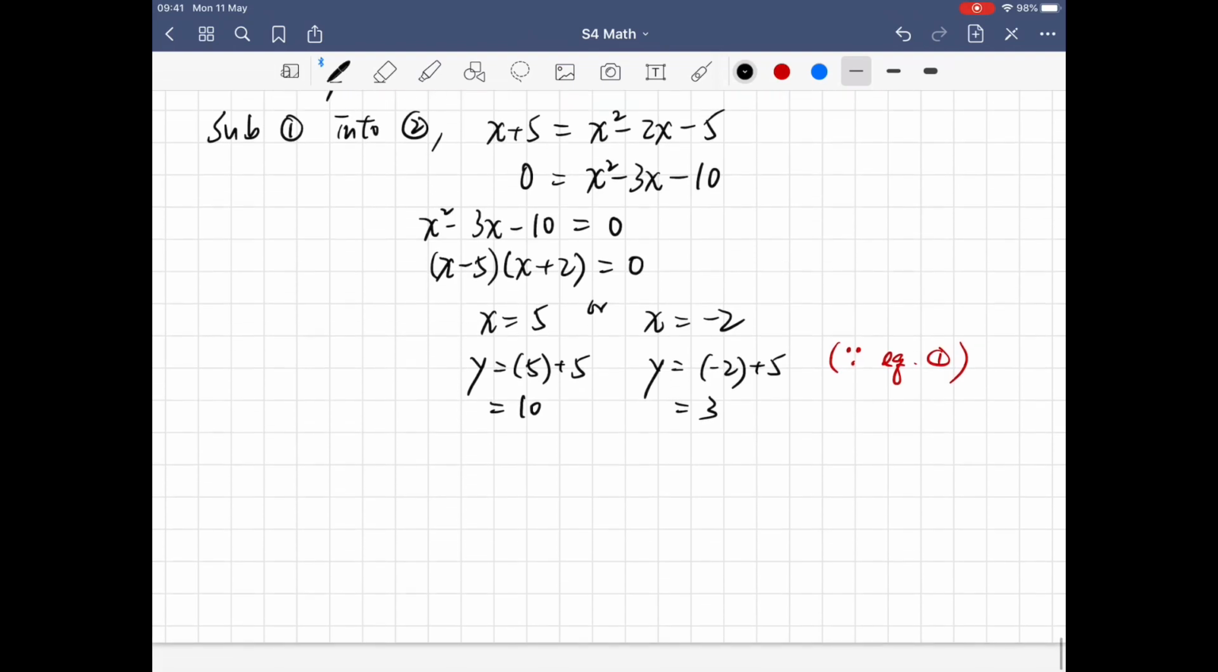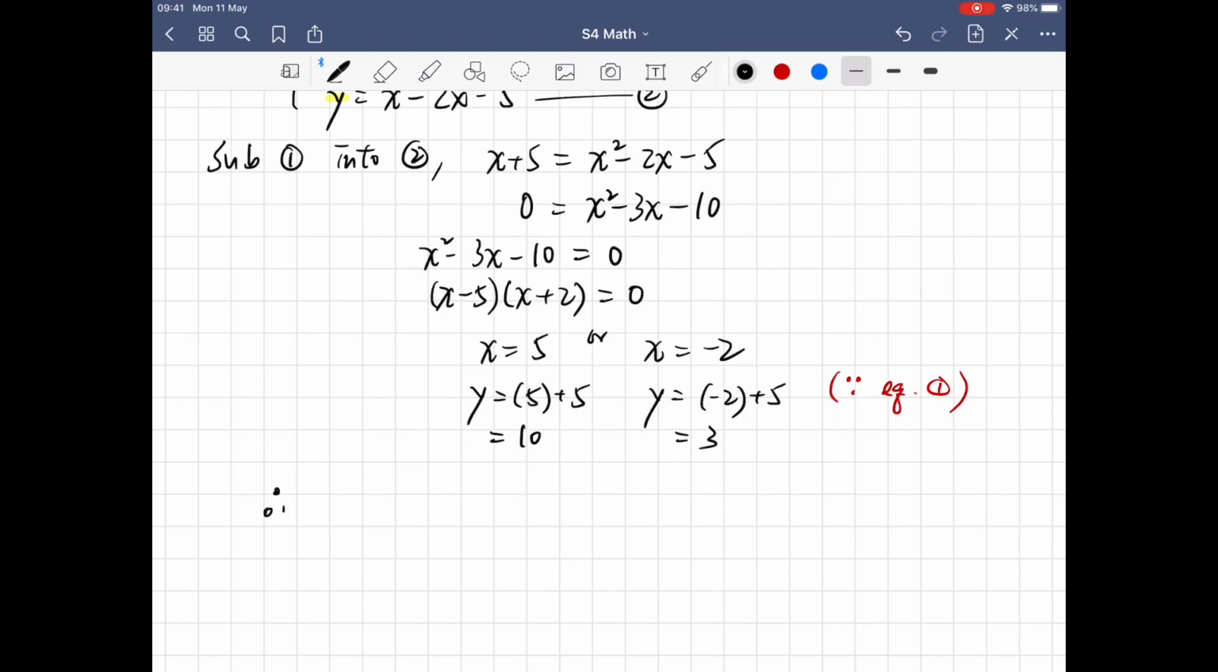Okay, so finally we can write the results. And our result is when x equals to 5, y is equals to 10. This is one set of solution. Or when x is equals to negative 2, y is equals to 3. This is another set of solution.